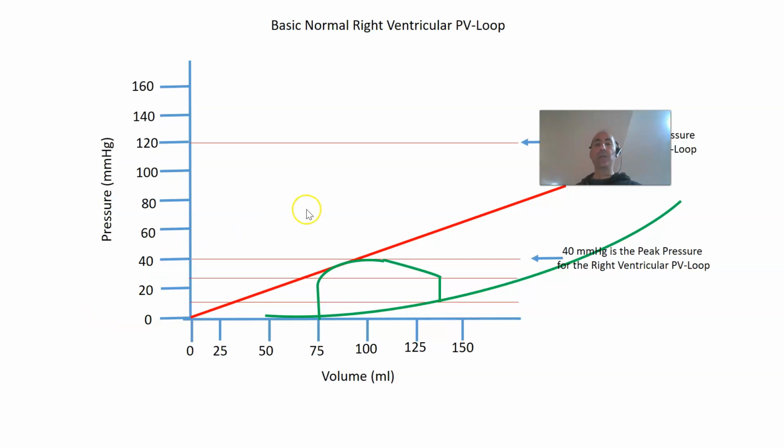And the final PV loop that we have here is we've moved from the left ventricle to the right ventricle. This one should be a shorter video. We're just going to point out some differences between the right and the left heart.